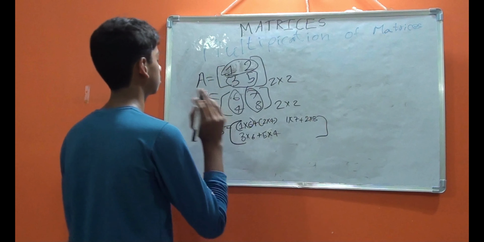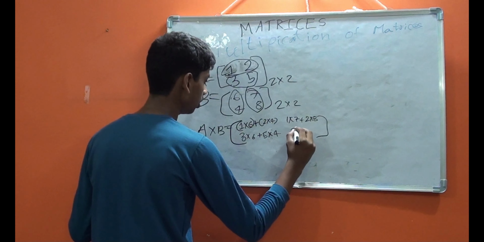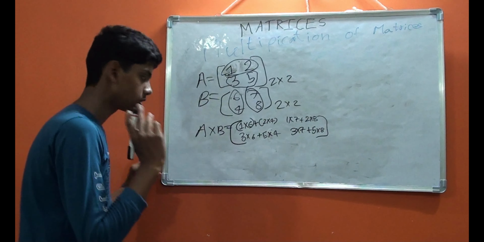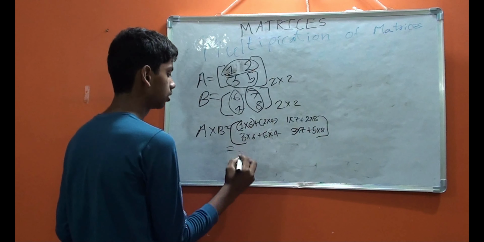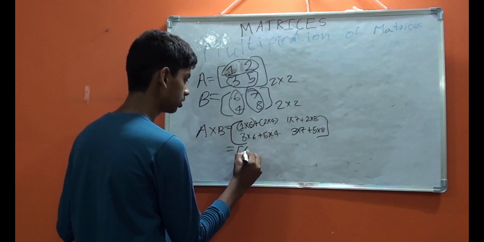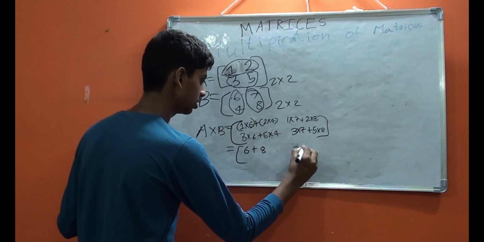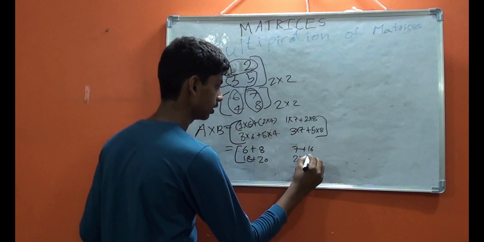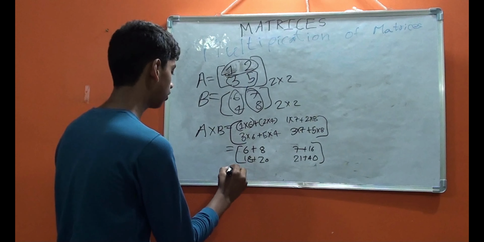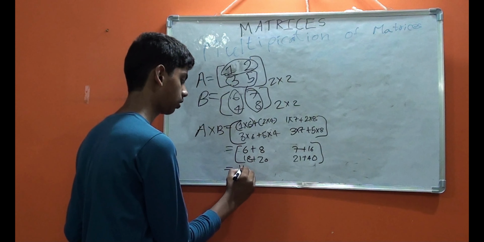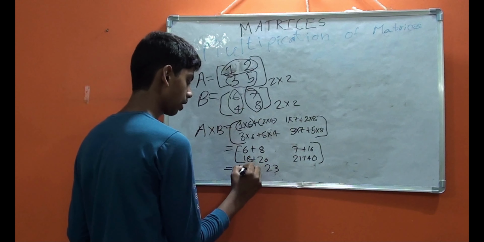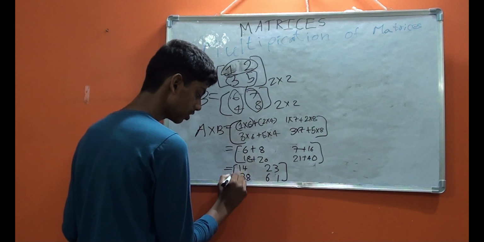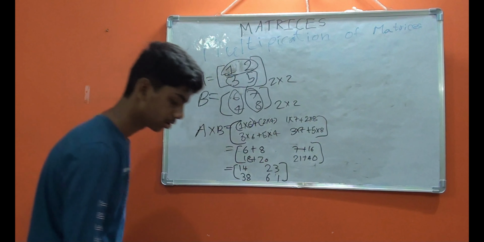3 into 6 plus 5 into 4 and 3 into 7 plus 5 into 8. So the next step is to simplify this. So it equals 6 plus 8, 7 plus 16, 18 plus 20, 21 plus 40. So add all these values: 14, 23, 38 and 61. This is the answer of A into B.